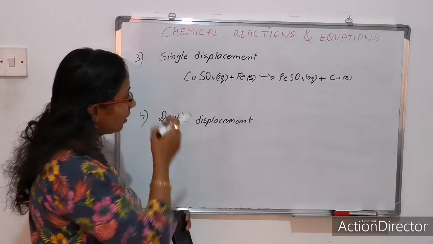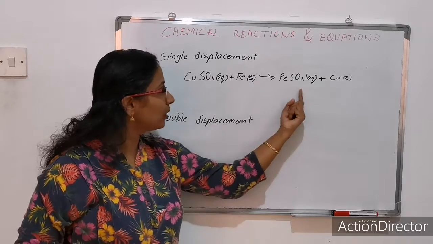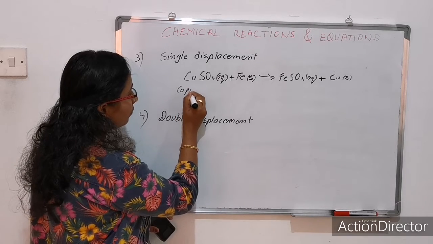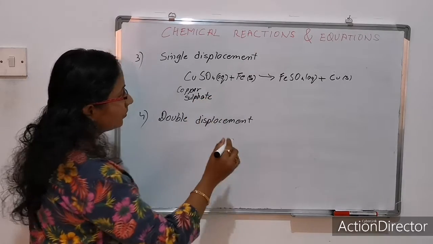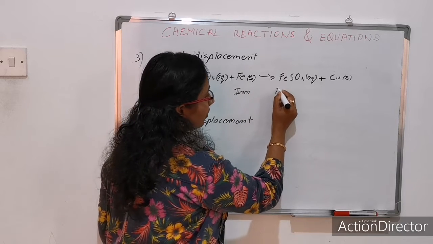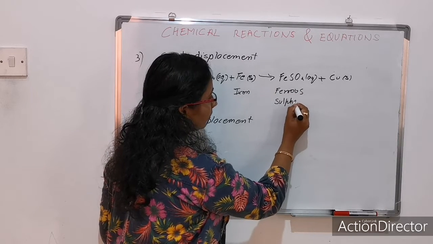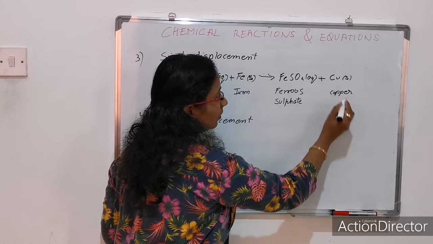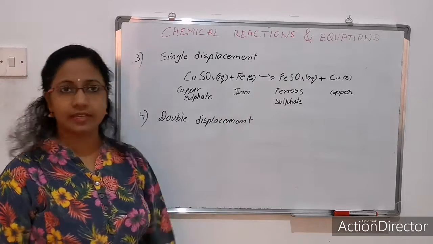Now CuSO4, whether it is balanced or not, Cu, SO4, Fe, it's a balanced equation. So this becomes copper sulfate plus iron gives ferrous sulfate plus copper. So this is called single displacement.